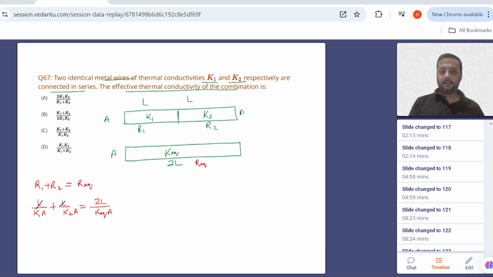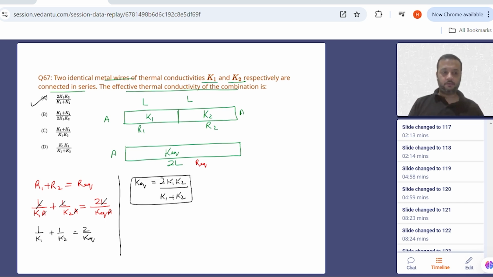So from here L gets cancelled, A gets cancelled. So this is 1 upon K1 plus 1 upon K2 is equal to 2 upon K equivalent, which means K equivalent is 2 K1 K2 divided by K1 plus K2. So option A will be correct.